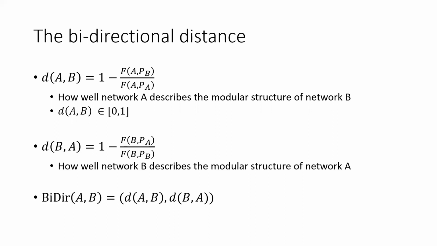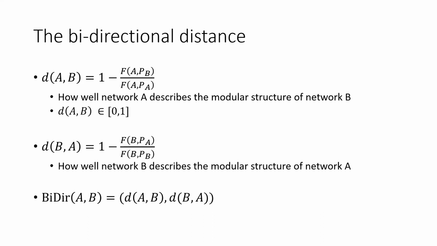But now we do this in reverse. We take the second network, network B, and we calculate the same thing. So we go 1 minus the ratio of network B, where the partition of network A is projected onto network B, divided by network B when using its own optimal partition. So the second part now tells us how well network A describes the modular structure of network B.